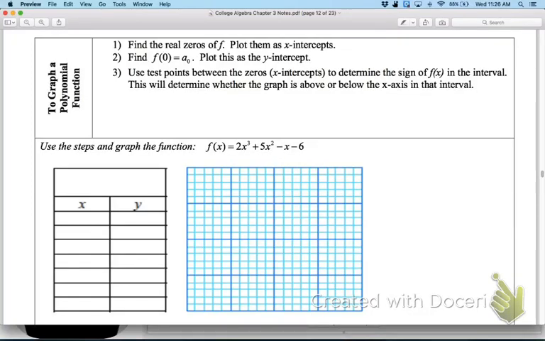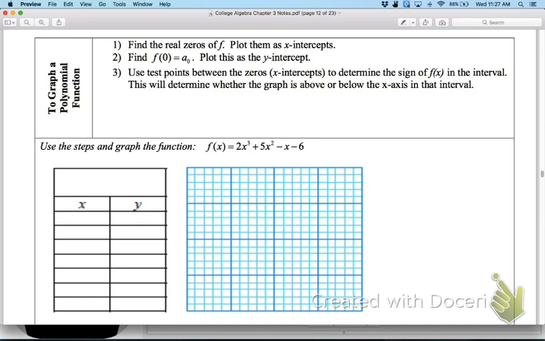Now we're going to look at how to graph a polynomial function. And like I mentioned, we're going to use our graphing calculators as an aid here, but we are going to go ahead and do some of the setup by hand. So here's sort of a summary of your process when you want to graph a polynomial function.